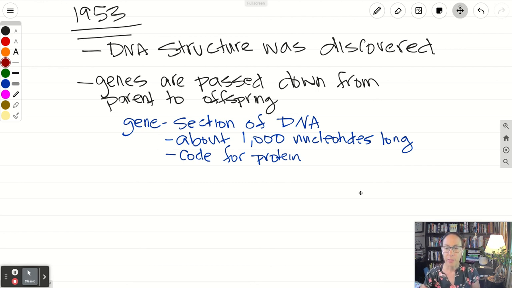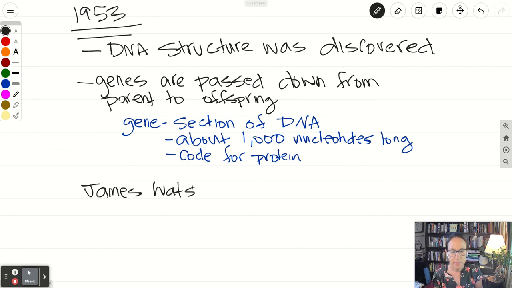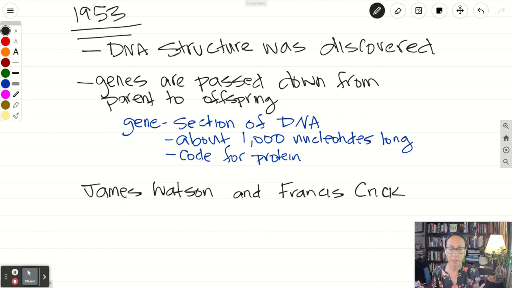And so there were two men. One, his name was James Watson, and he's still alive today. And the other guy's name was Francis Crick. They were in England. They were very young. They were in their 20s, and they were working together on this project.